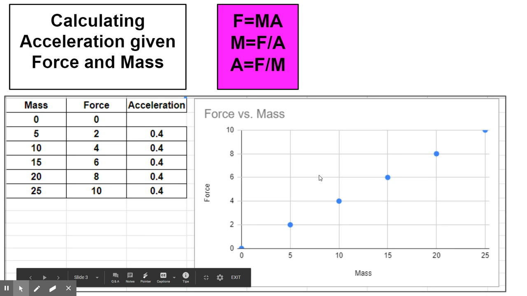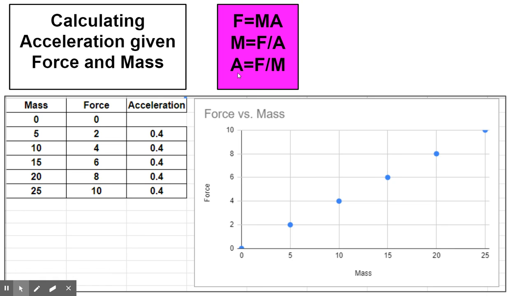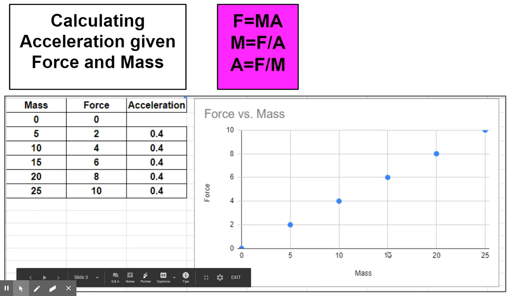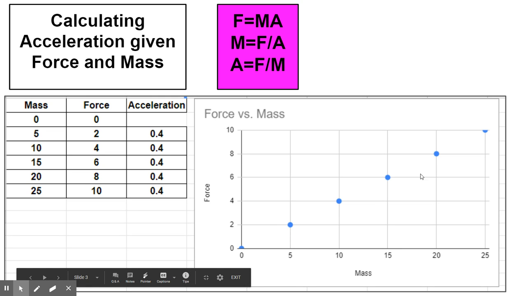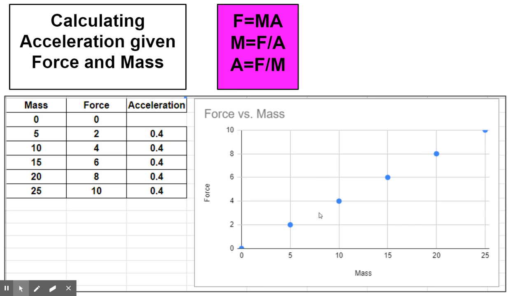In order to determine acceleration, it's force divided by mass. So if the force is 6 and the mass is 15, then if you do that division, you come up with an answer of 0.4. And because this line is straight, what I want you to notice is no matter what point I choose, it's all going to be the same.